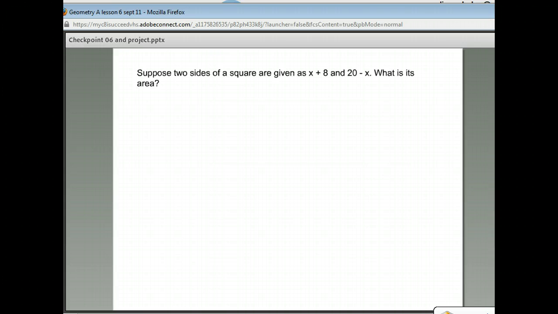hey, here's one more question that deals with squares. Suppose 2 sides of a square are x plus 8 and 20 minus x.